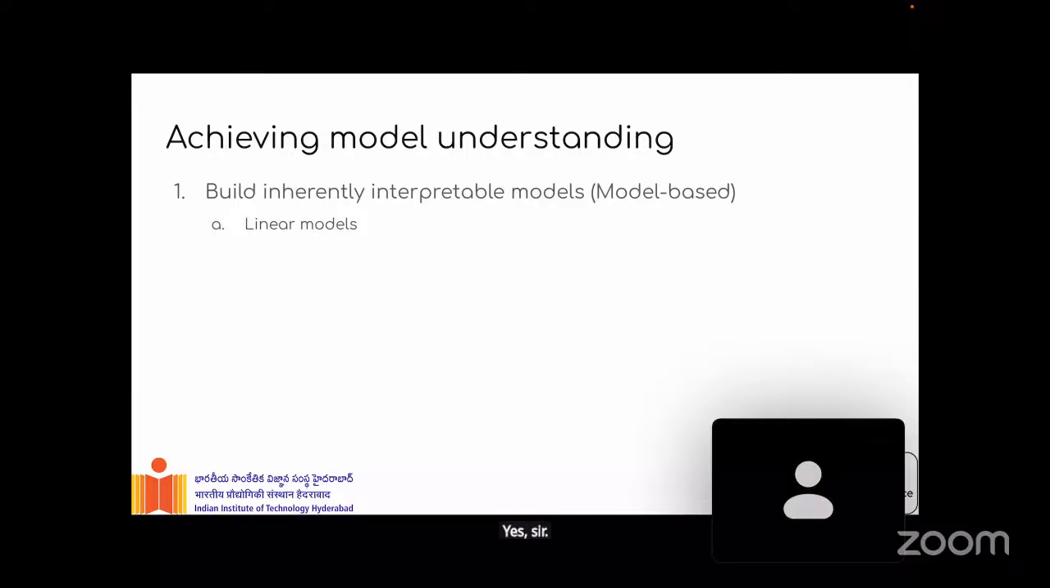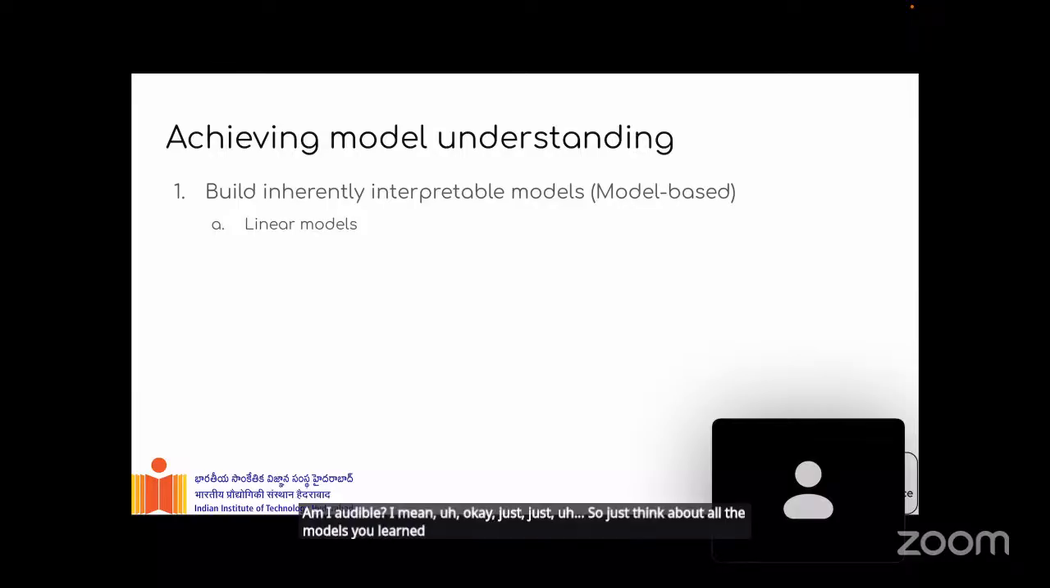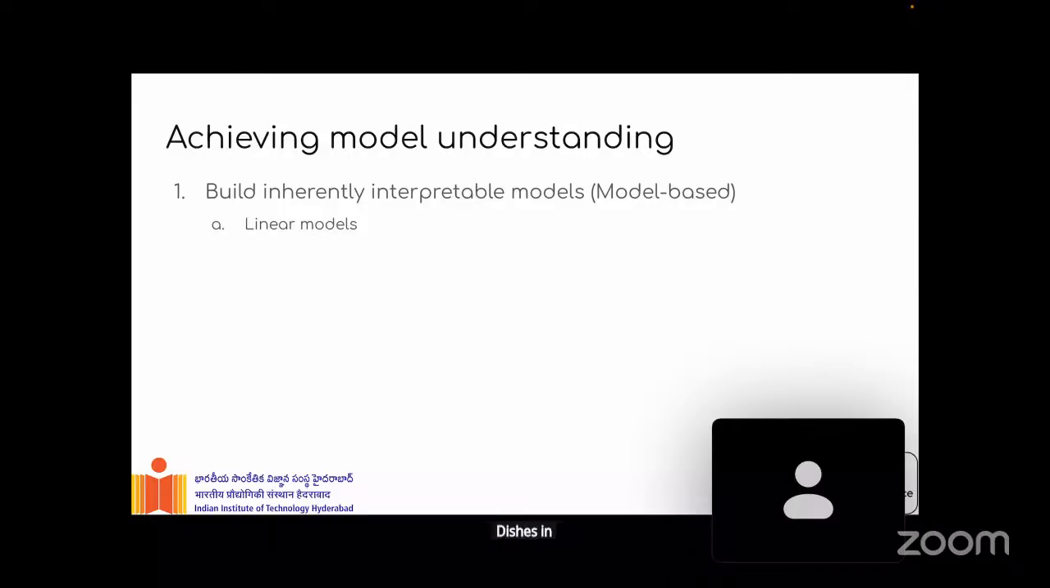Just think about all the models you learned in machine learning. Which of them is inherently explainable? Decision tree. Excellent. Decision tree. Why is it an inherently explainable model?